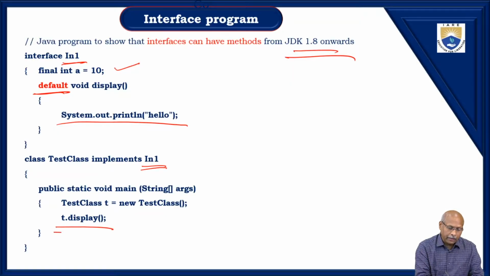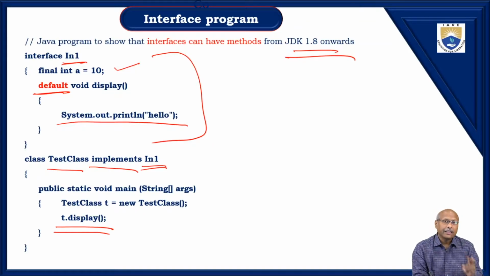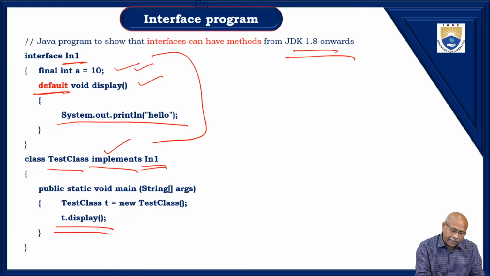So t.display. If you observe here, class Test class implements In1. In1 is my interface. In the interface, I am having two items. One is an attribute or a final variable. Second one is the display method. These two I am going to use in my class. Here I wrote implements In1. So whatever items are there in the interface, everything is now available here.